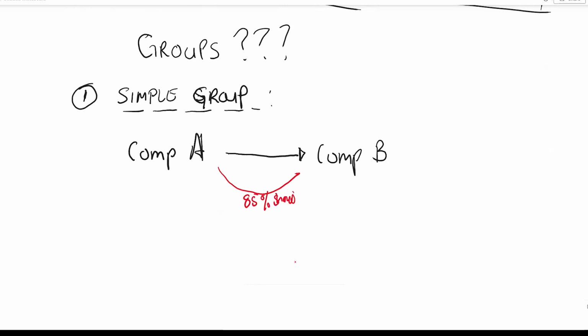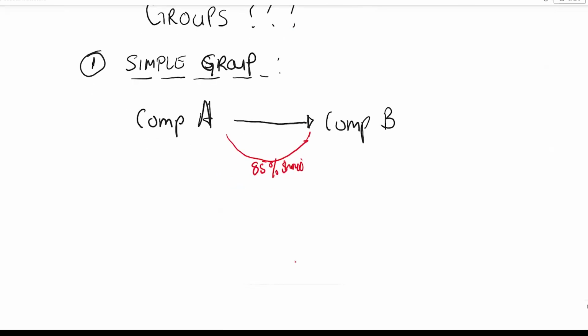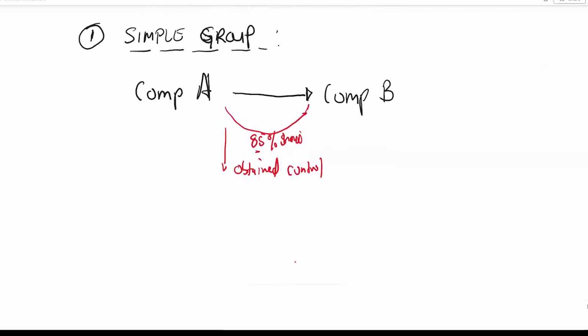All right, issued shares in company B. So then what happened? Because of these 85% shares, they have obtained what is called control. So they have obtained control over company B. So company A has now control over company B. All right, there we go.